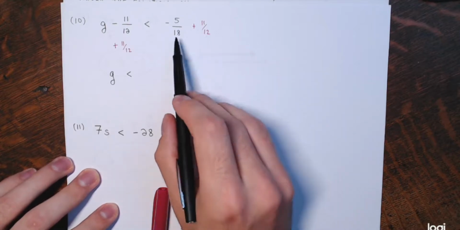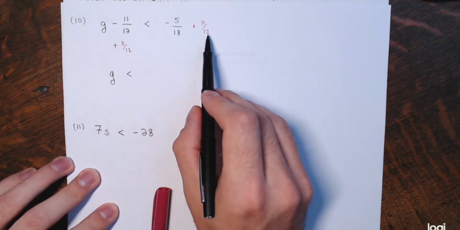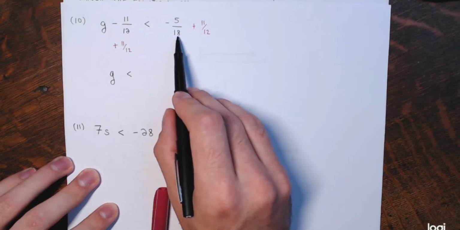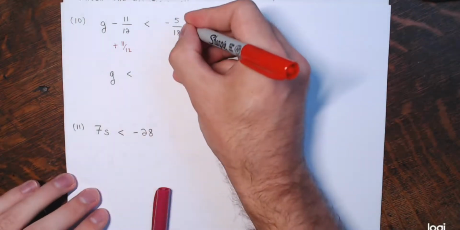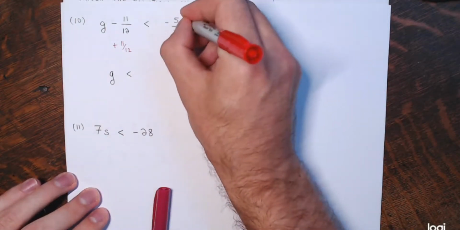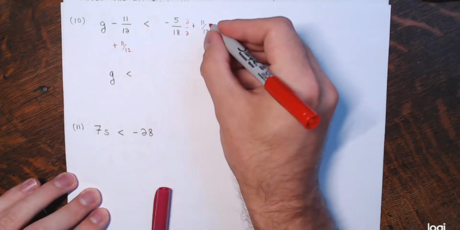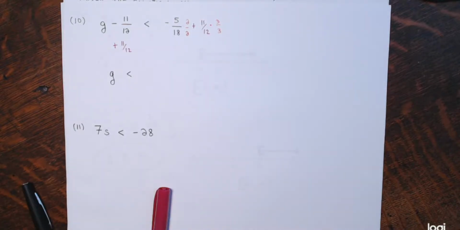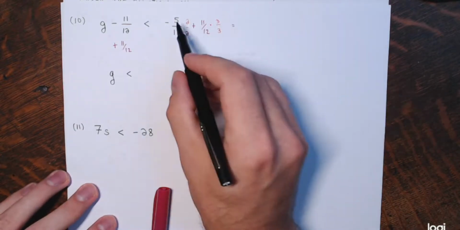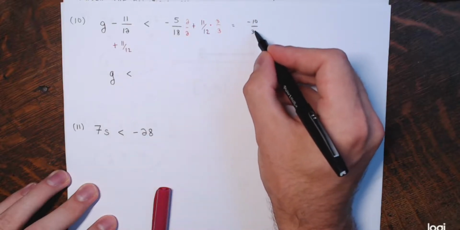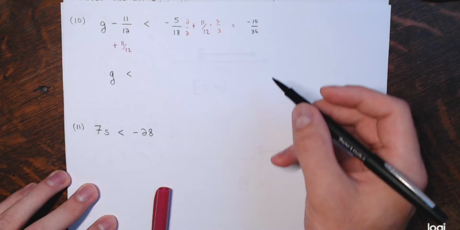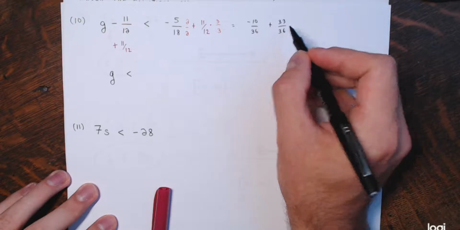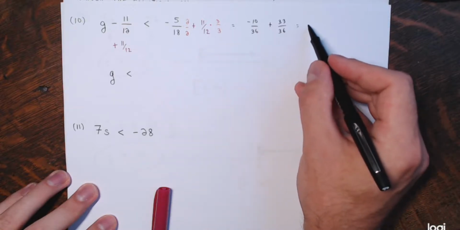Now you could multiply these, but the smallest number that both of these go into is 36, right? So this first fraction, I would just have to multiply by 2 over 2 to get a denominator of 36. Second fraction, I would have to multiply by 3 over 3 to get a denominator of 36. So this is negative 10 36ths, right? That's the negative 5/18, plus 33 36ths. That's the 11/12.